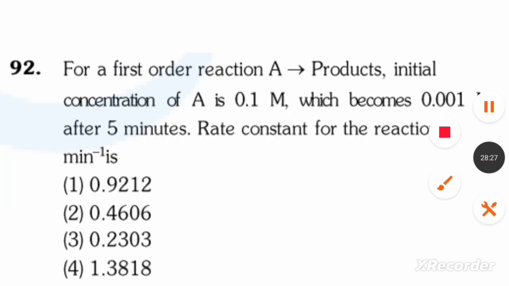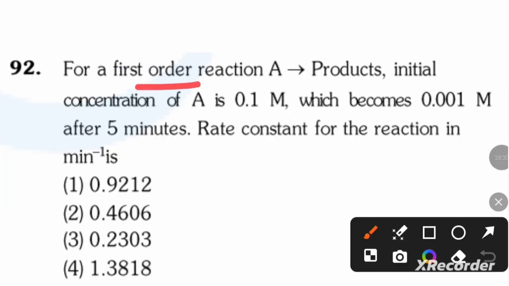Let us go to the next question from chemical kinetics. For the first order reaction, A gives rise to product. Initial concentration of A is 0.5. It will become 0.01 in 5 minutes. We need to find out rate constant K.